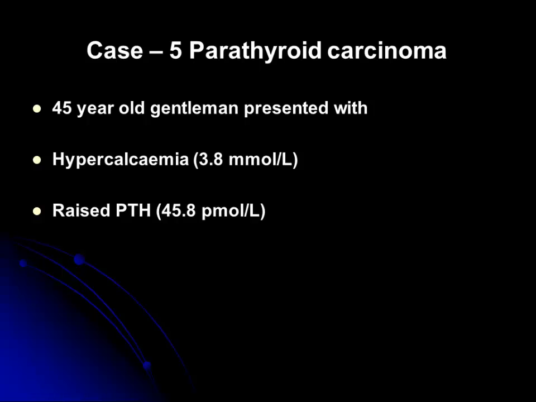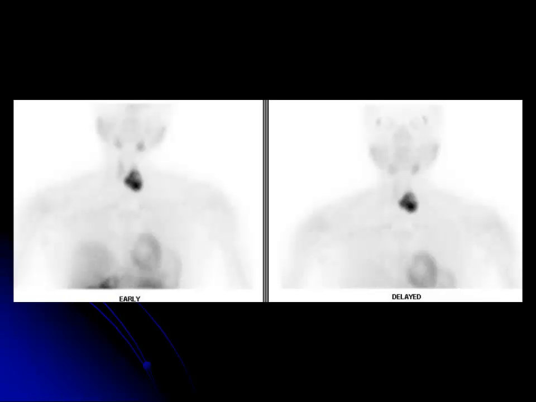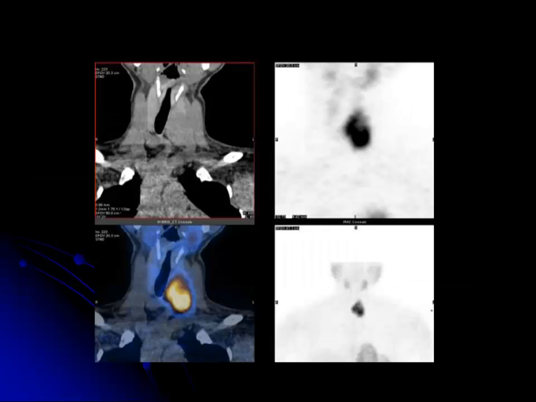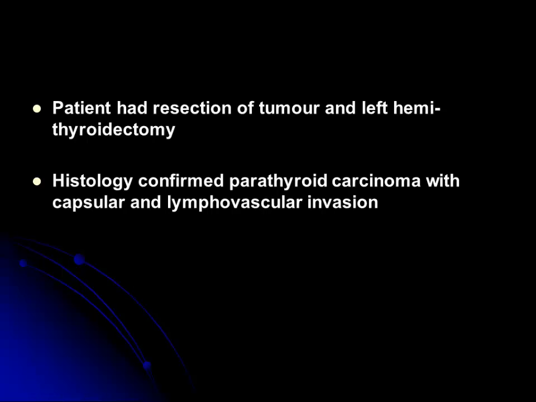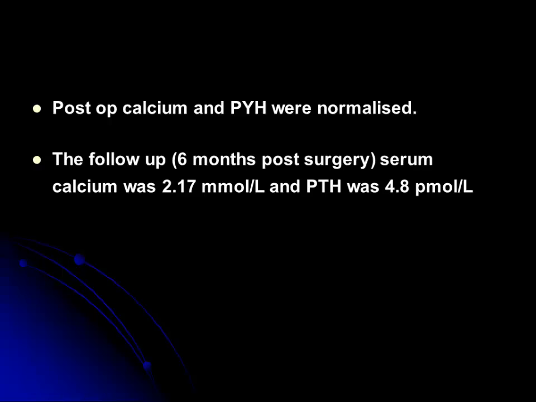Parathyroid carcinoma: a 45-year-old gentleman presented with hypercalcemia and raised parathyroid hormone, with heterogeneous uptake on the planar early and delayed images. The SPECT showed a large mass encasing the left lobe of the thyroid and displacing and compressing the trachea. The patient had resection of the tumor and left thyroidectomy. Histology confirmed parathyroid carcinoma with capsular and lymphovascular invasion. At follow-up in 6 months, there were normal biochemical markers.